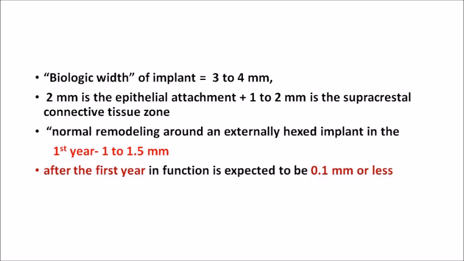Now, the normal remodeling around an externally hexed implant in the first year, this is a very important question. After you place an implant, the normal remodeling around this implant is 1 to 1.5 millimeters. This is accepted. After the first year of function of the implant, it should be expected to be 0.1 millimeters or less. Now that the osseointegration and the remodeling are done, the remodeling expected is very minimal, that is 0.1 millimeters or less.